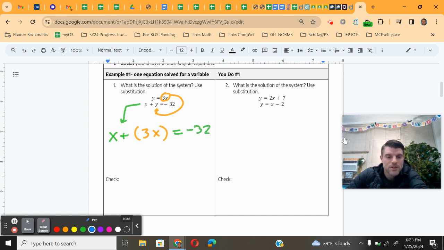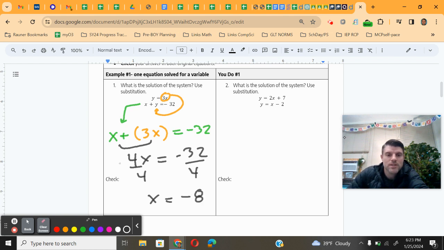Now, I can combine like terms here. I'm going to get 4x equals negative 32. I'm going to divide by 4 to get x by itself. X equals negative 8. Sometimes they want us to find x and y. So in this case, we're going to find y. If y is 3x, all we have to do is negative 8 times 3. So y equals negative 24. Okay, and then another way to write this would be negative 8 comma negative 24 as an ordered pair. All right, let's move on.